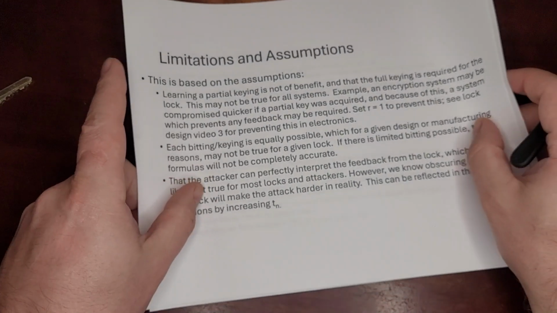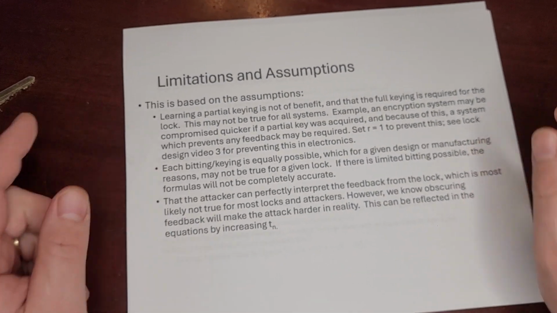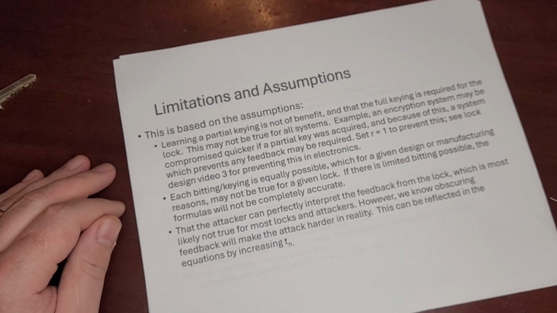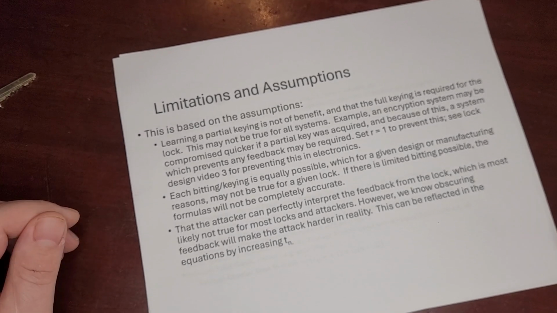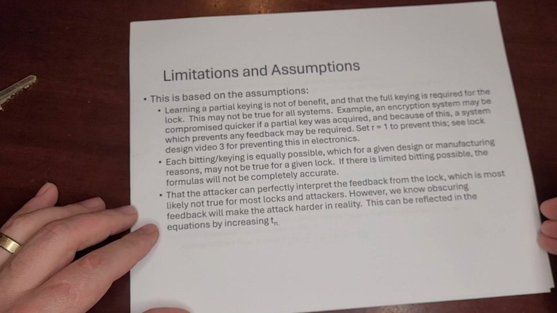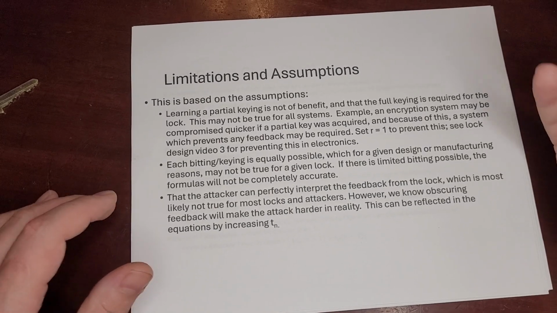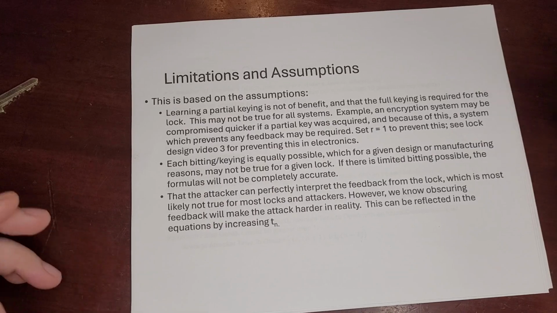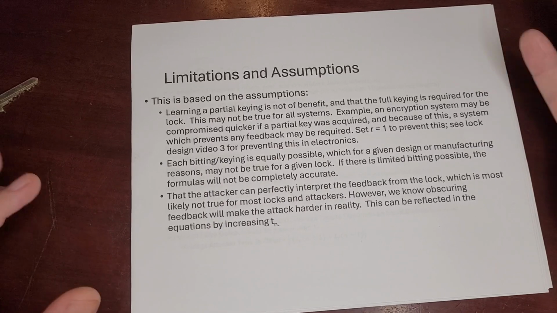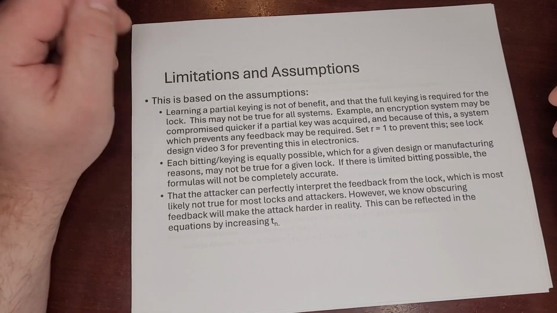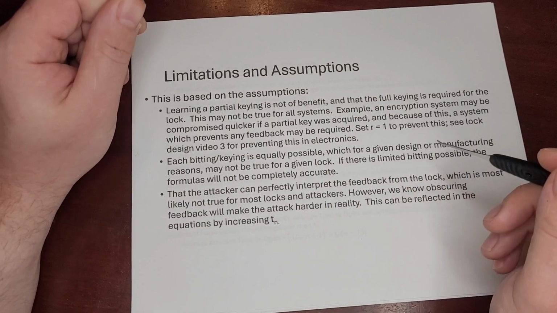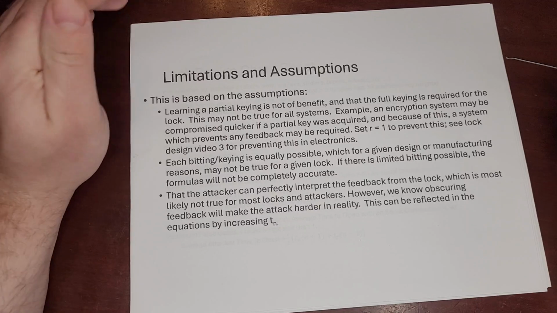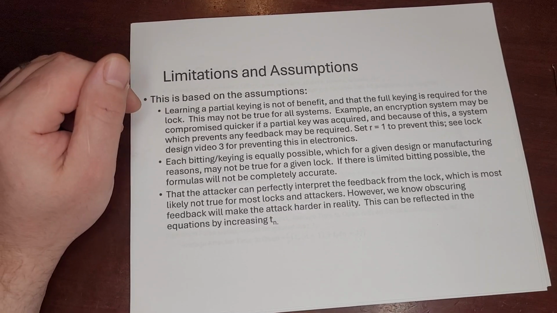So what are some limitations and assumptions to everything I just said? This is based on some assumptions. One of them is that learning a partial key is not a benefit, and that the full key is required for the lock to open or for there to be some sort of success. And this may not be true for all systems. For example, an encryption system may be compromised quicker if a partial key was acquired. And because of this, a system which prevents any feedback may be required.